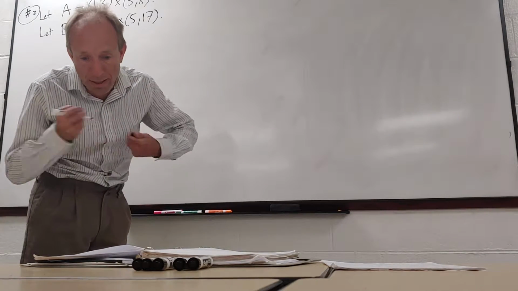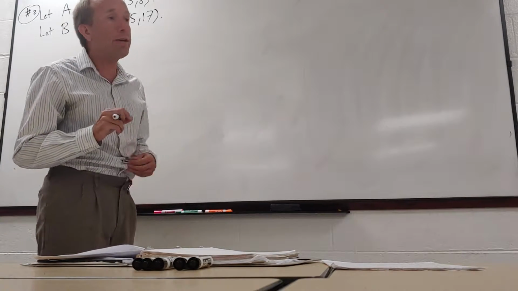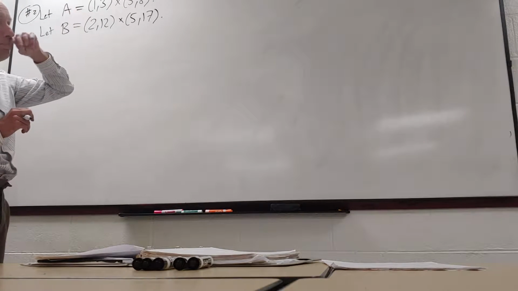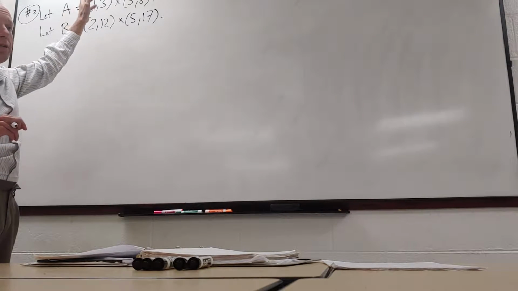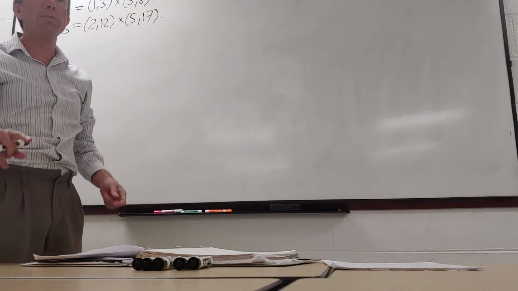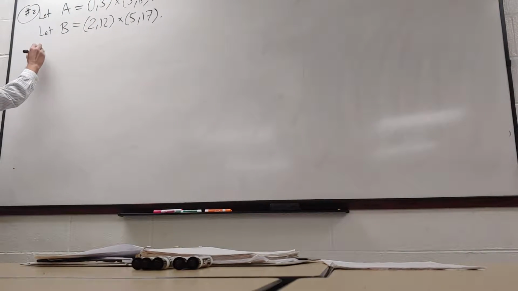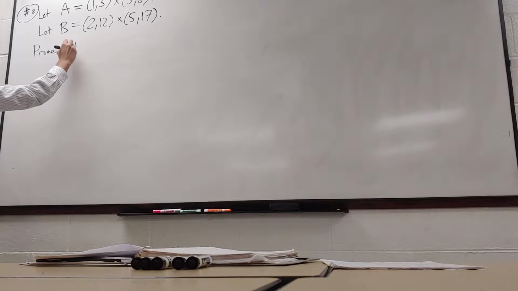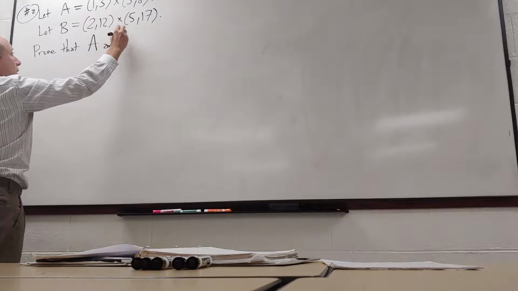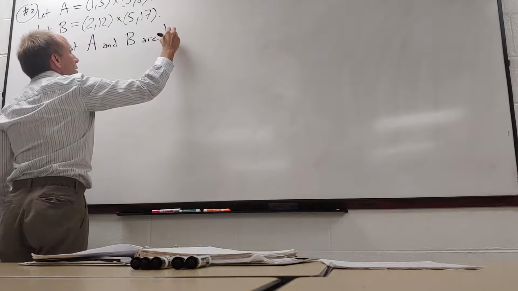Okay, so I have these two spaces. I would like to show that, and they're each going to use the, all of these intervals are relative to the real numbers under the absolute value topology. I want to prove that these are homeomorphic. Prove that A and B are homeomorphic.